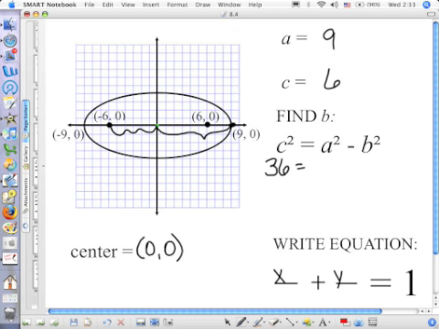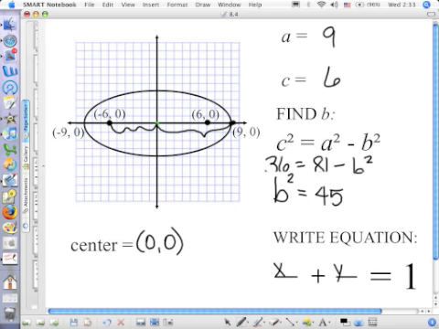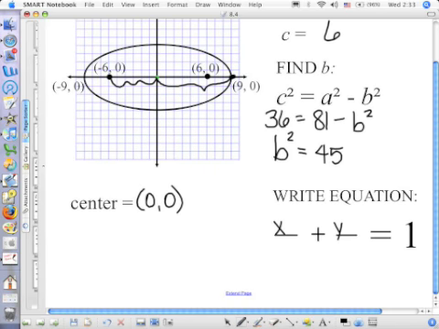A squared... wait, I don't want to change colors on y'all. It's 81 minus B squared. So B squared is equal to 45. Now that's all I need to know at this point because I'm just writing the equation. I didn't ask you what the coordinates are here. I just said what is B squared. So all you would do is switch around B squared to 36.